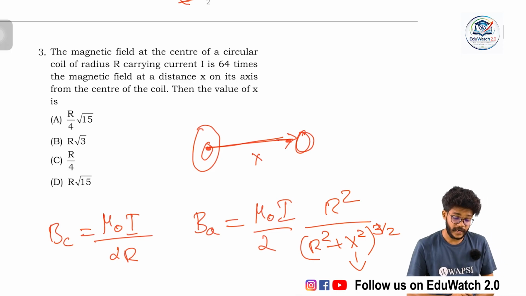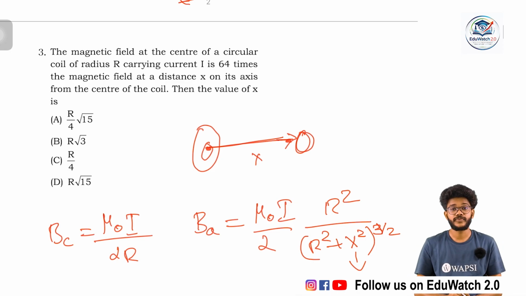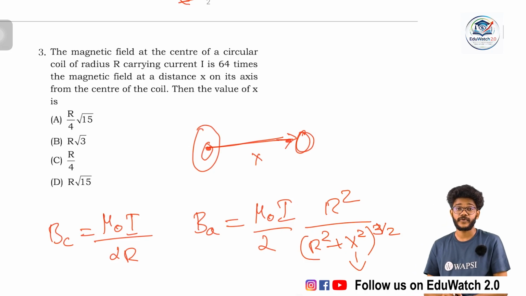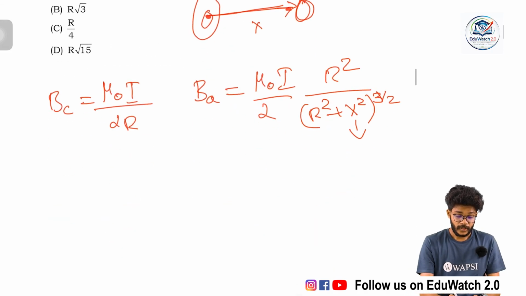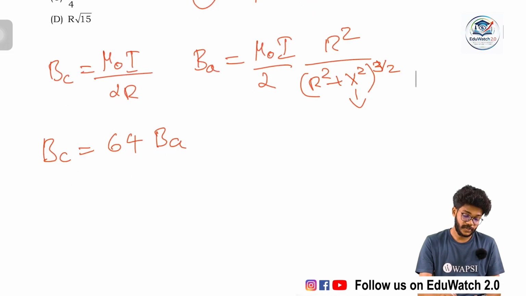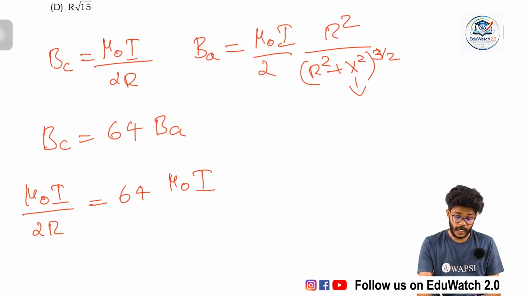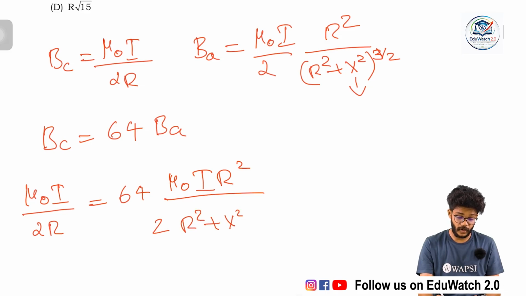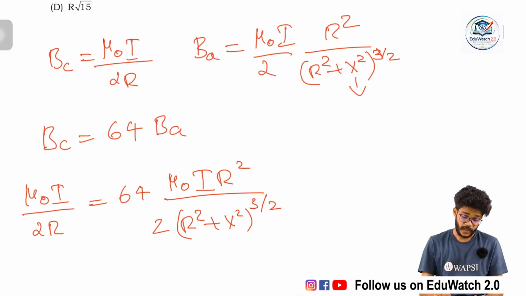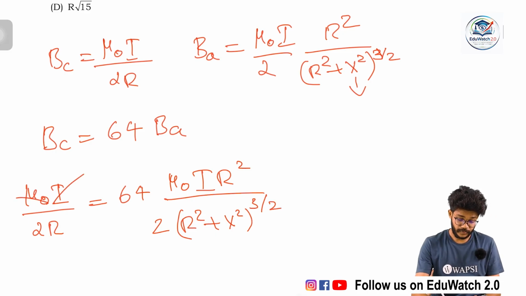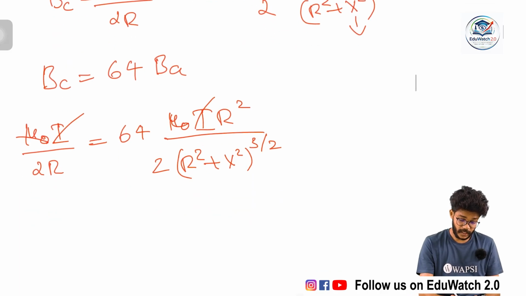So they have a relation: 64 times the magnetic field at the distance x. We want to multiply BA by 64 and equate with BC. That means BC is equal to 64 times BA. Then substitute: mu 0 I by 2R is equal to 64 multiplied by mu 0 I r square divided by 2 into r square plus x square all raised to 3 by 2. We can cut the mu 0, we can cut the I, and we can cut the 2 also, then rearrange.